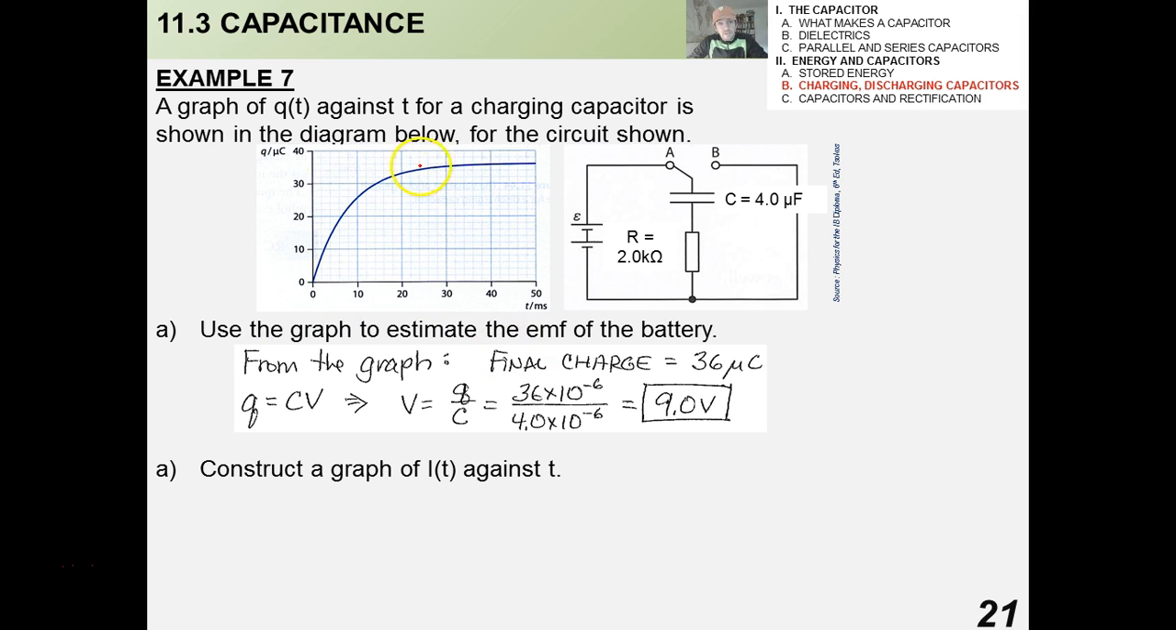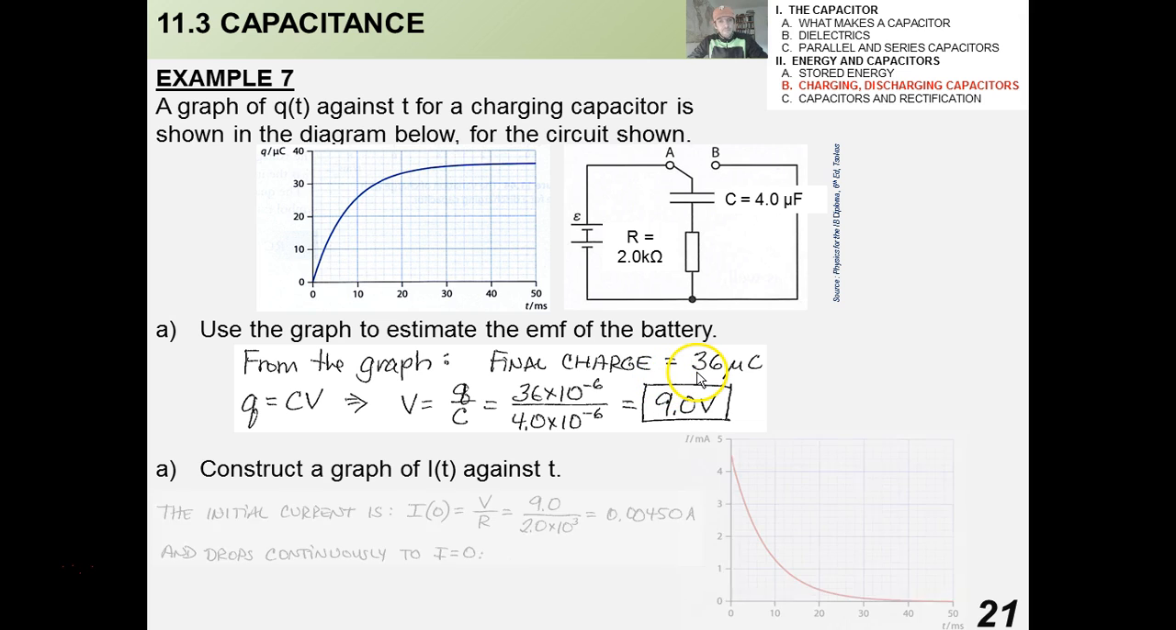Well, from the graph, you can see that the final charge, the greatest charge you ever get, is about 36 microcoulombs, okay? And then you know that Q equals C times the EMF of the battery, okay? That the biggest charge you'll ever get is C times the maximum voltage of the circuit, which is the EMF of the battery. Solving for V, it's Q over C, and I get that it's a 9-volt battery, okay?